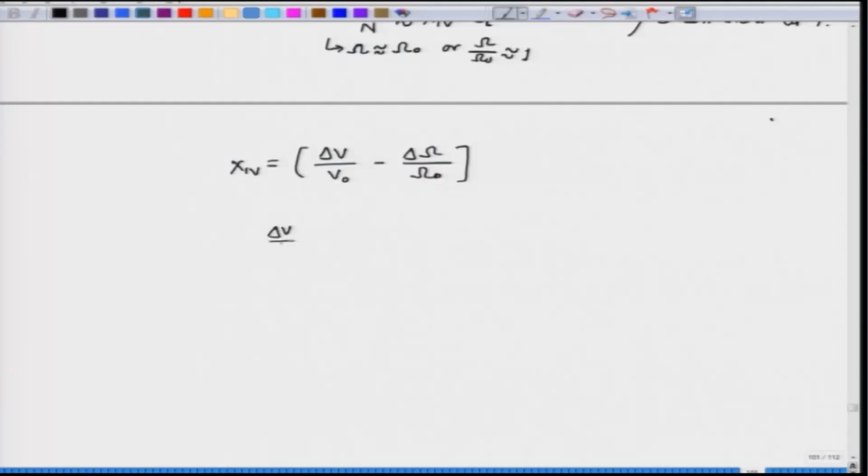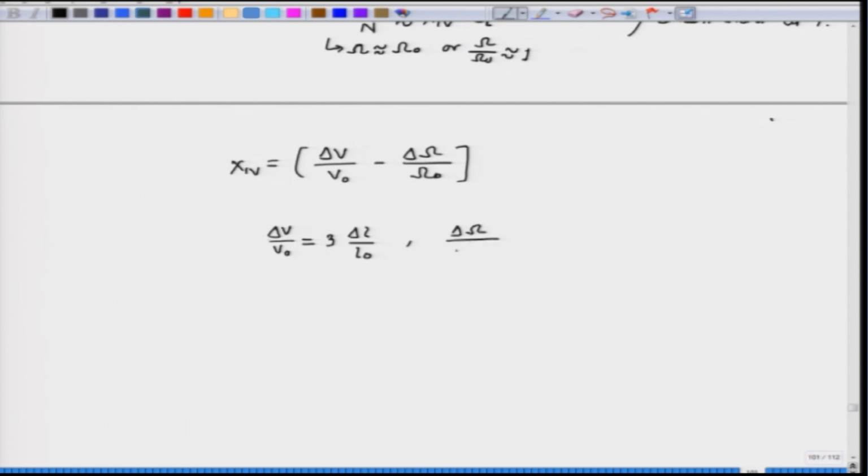So, when we talk about the piece of metal, delta V by V 0 is equal to 3 times delta L over L 0, where delta L is the change in length because of heating from T 0 to T, and L 0 is the original length of the metal piece at T 0.